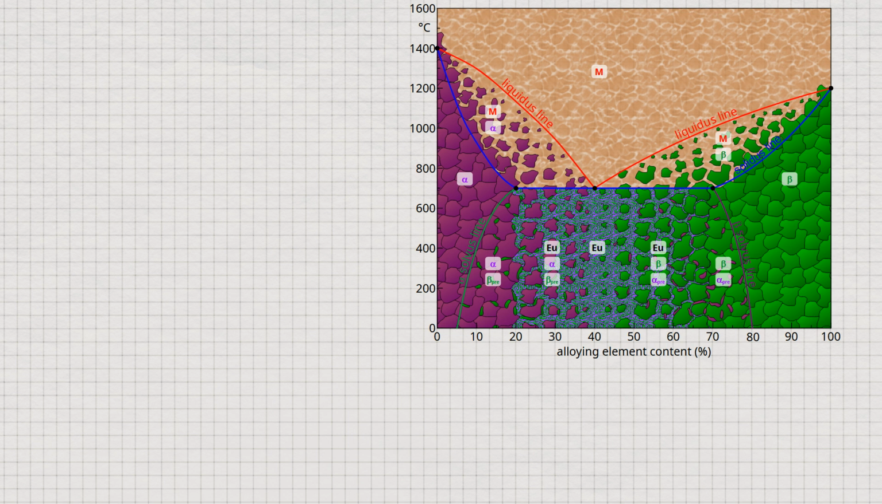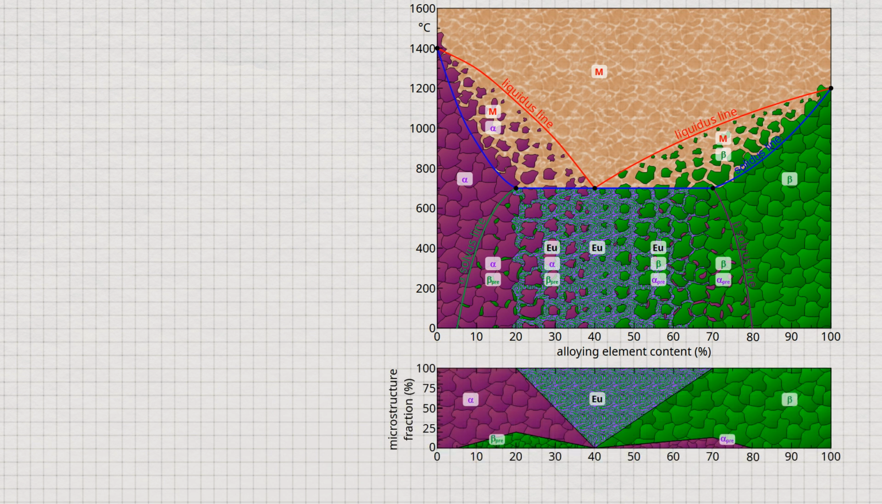In order to be able to determine the microstructure proportions at a certain temperature relatively easily, it is helpful to create a microstructure diagram. It is produced by applying the lever rule at the appropriate temperature and for selected alloy concentrations. In the following, we explain the microstructure diagram at a temperature of 0 degrees Celsius.